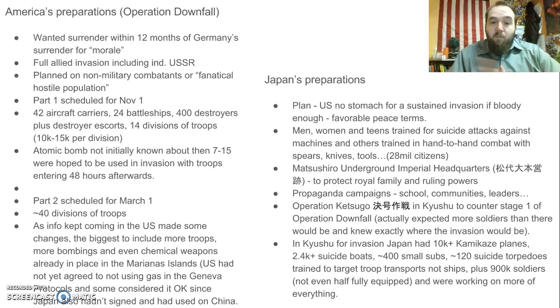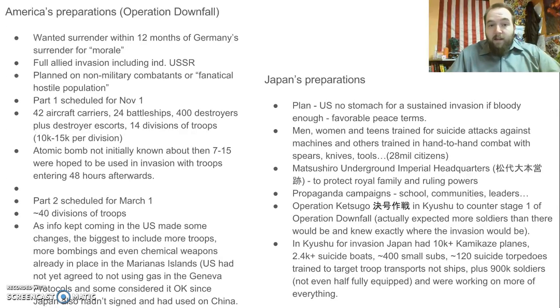I'm not going to try and persuade you one way or the other. What I'm going to do is tell you about the invasion plan. If the atomic bombs had not caused Japan to surrender, this was the invasion plan. Starting with America's side here, America wanted the Japanese to surrender within 12 months of Germany surrendering. The whole idea was kind of a morale thing. They wanted it to see that the war was going to end, and if it kept dragging out, that's going to cause a lot of problems.